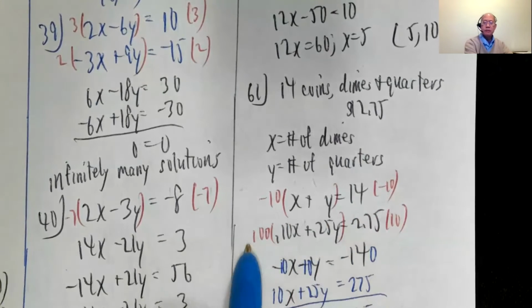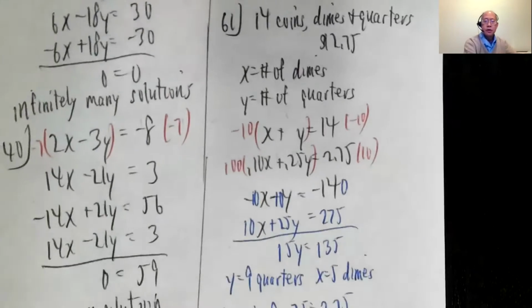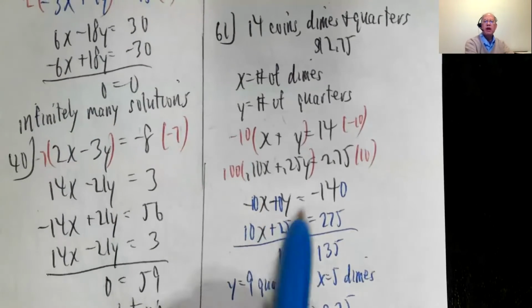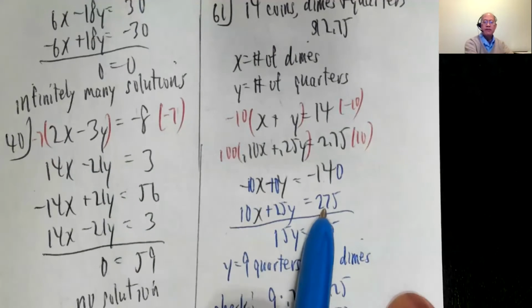Okay, get rid of decimals, multiply both sides here by 100. That's going to give me a 10x. So looking ahead, I'll multiply the top equation by negative 10 so that I'll get the cancellation that I want. So this is negative 10x minus 10y equals negative 140. Positive 10x plus 25y equals 275.